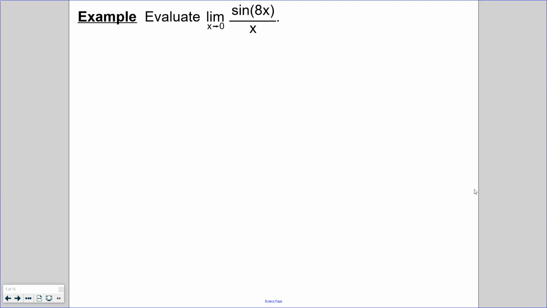Next up, we have the limit as x approaches 0 of sine of 8x over x. So this particular limit is in the same form, the limit as x approaches 0 of sine of ax over x, and we know this is going to be a. So all we need to do here to evaluate the limit as x approaches 0 of sine of 8x over x is identify our a value, which we can see is 8. So therefore this limit is just going to equal 8.